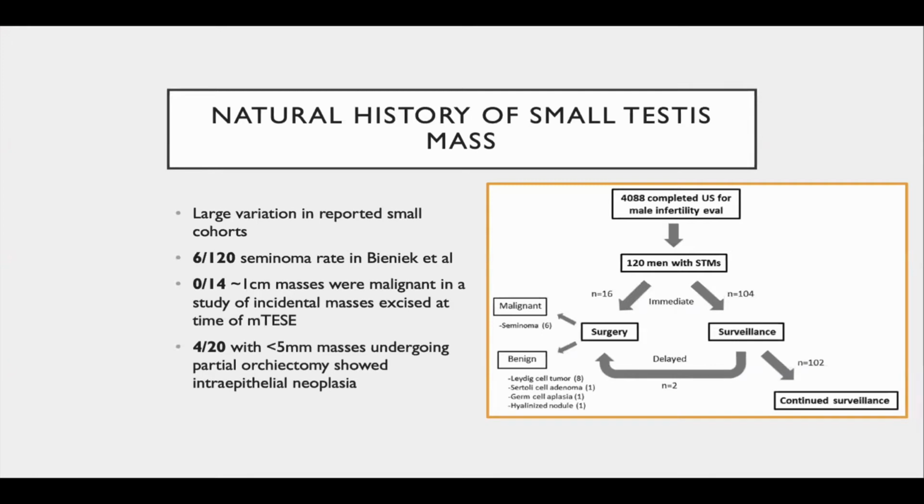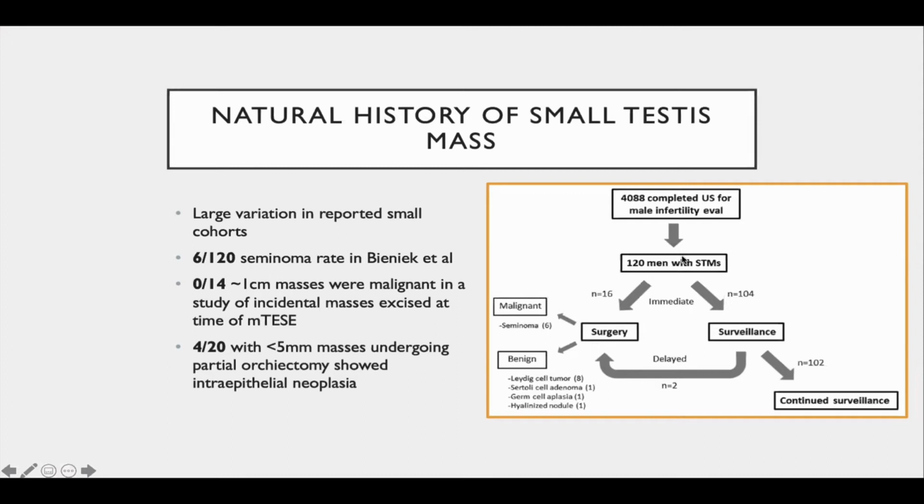And there's really been no one large study done to try to answer the question of what the natural history of small testes masses is. So I've had to amalgamate some of the larger studies, and by large, I even mean 20 and 14 patient cohorts. They're not quite large, to try to answer that question for us. So the largest group, which is this group of 120 men, comes out of Toronto.